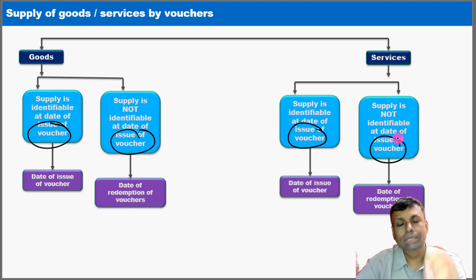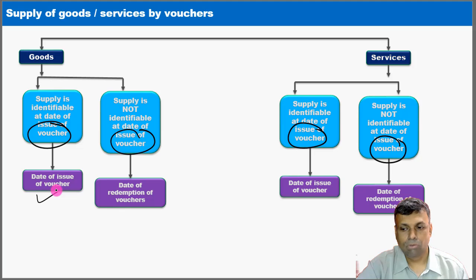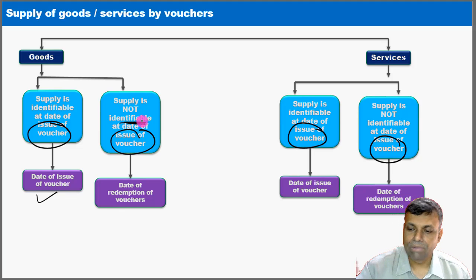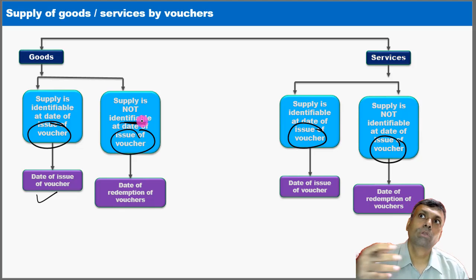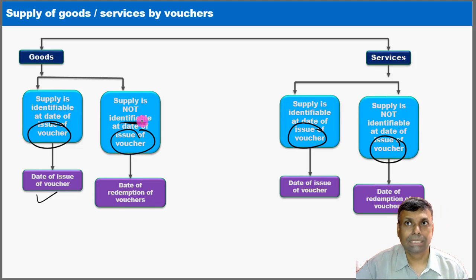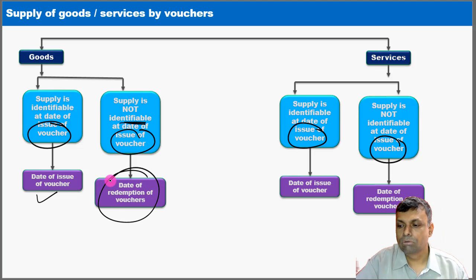Okay, so now it is already identified. In that case, the date will be the date of the issue of the voucher. But if it is not identifiable, for example, you get a voucher to do shopping in a food bazaar, or into a mall, where you can go anywhere and do shopping. You get Amazon vouchers, for example, where whatever is available on Amazon, you can buy. So if the goods are not identified with respect to that particular voucher, in that case the date of redemption of the voucher will be relevant.